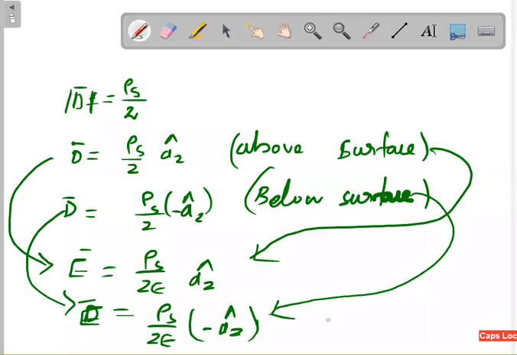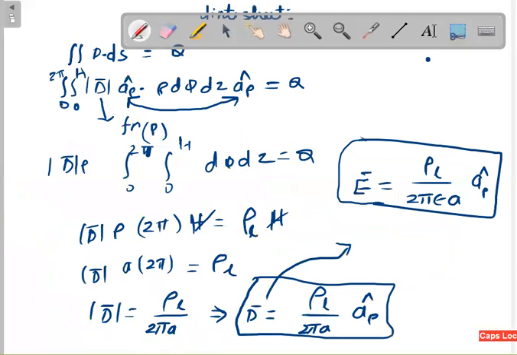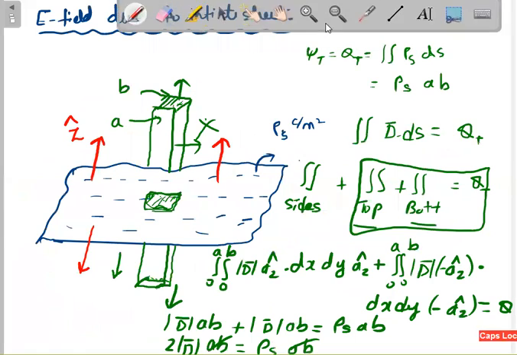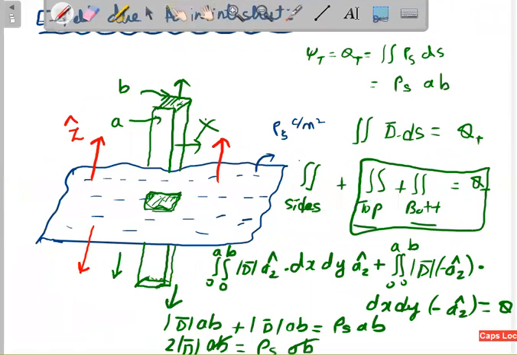This is the application of Gauss law to find the electric field due to an infinite sheet of charge. Yes, I have noted it all down. This is where we have started: electric field due to an infinite sheet of charge. This is the idea.